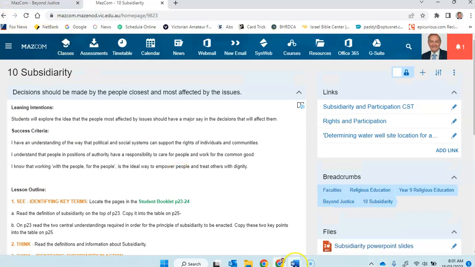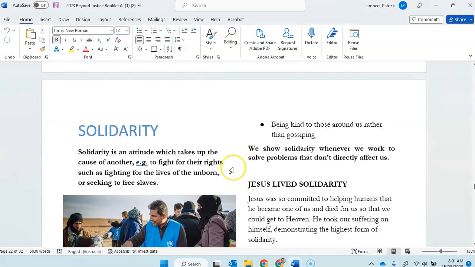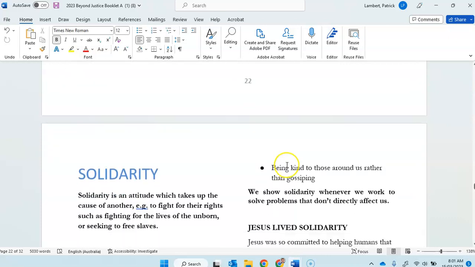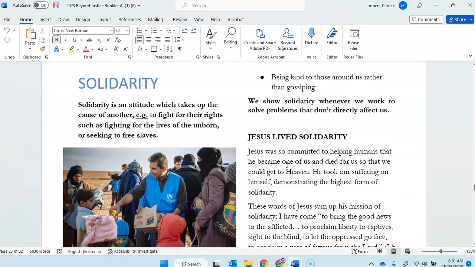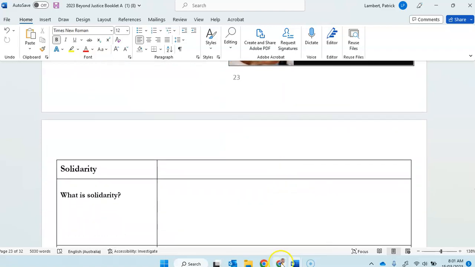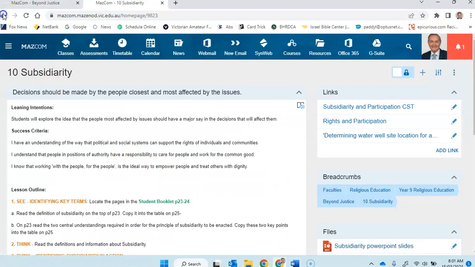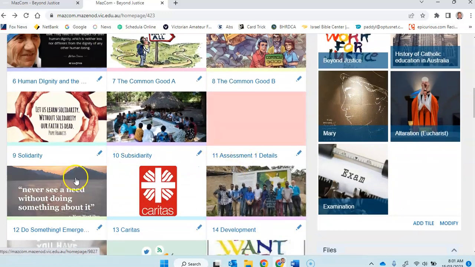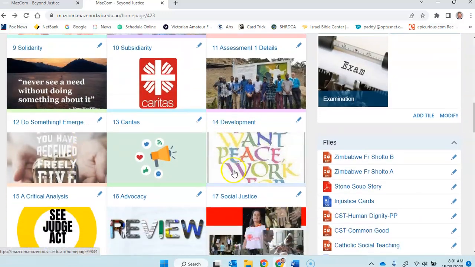So we are looking to fill in our book properly. Remember, there's going to be an assessment. This will be part of your assessment. You can work your way through those folders that are in the social justice tab. We're working our way through these folders.